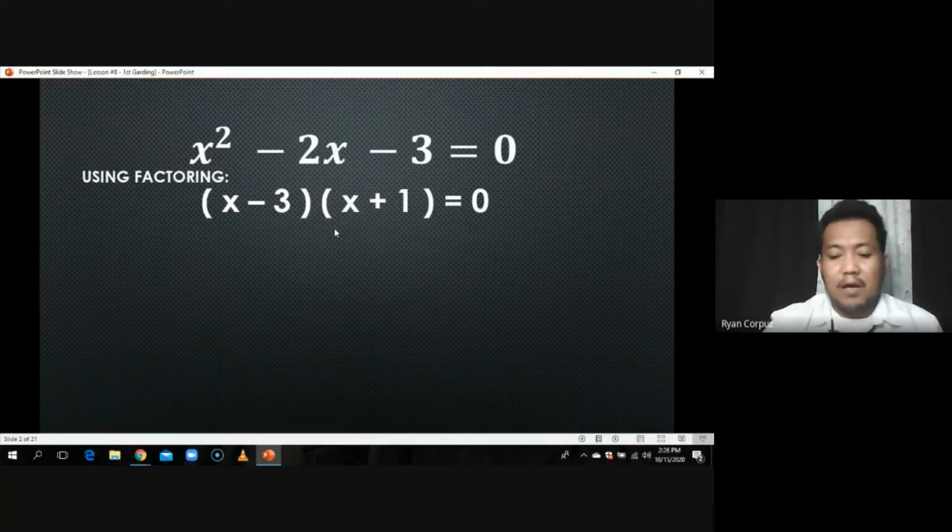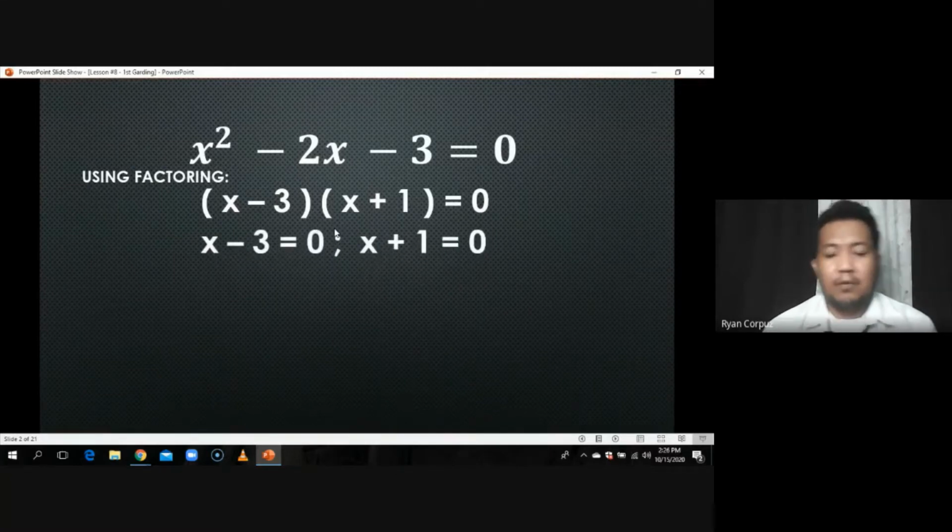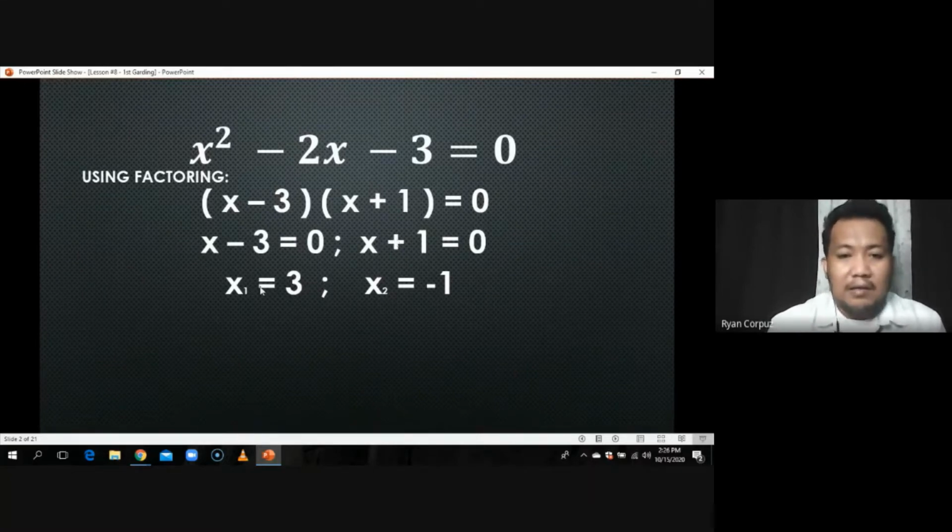Then, using the zero product property, we can separate both factors and equate each to 0, so that we will come up with the solutions for that given quadratic equation as positive 3 and negative 1. That is by simply moving the constant term to the right side of the equation, ending up with the solutions x sub 1 equal to 3 and x sub 2 equal to negative 1. These are the roots or the solutions to that given quadratic equation.